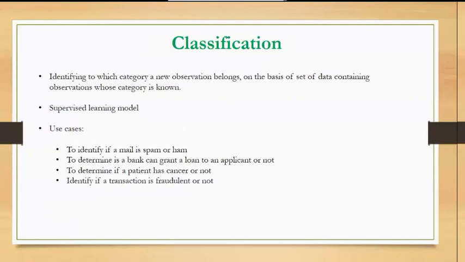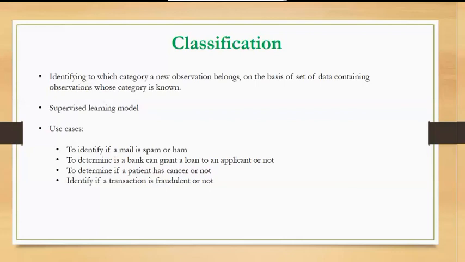Classification. Classification is identifying to which category a new observation belongs on the basis of a set of data containing observations whose category is already known. It is a supervised learning model, as we have seen earlier. So we'll look at some use cases which will give you a better idea of what exactly classification is.